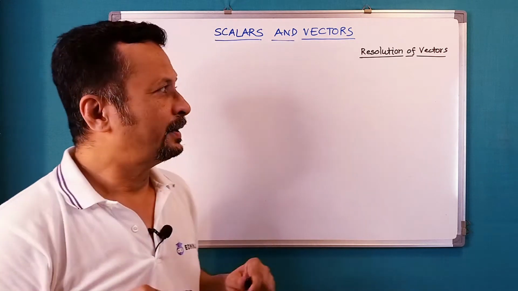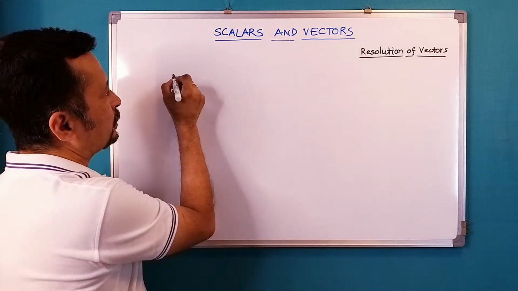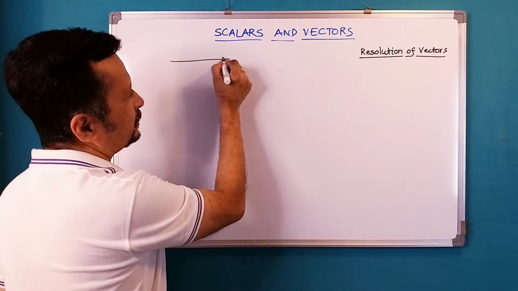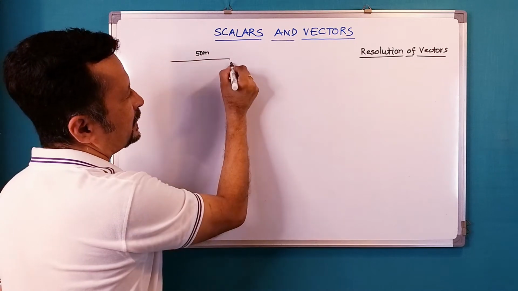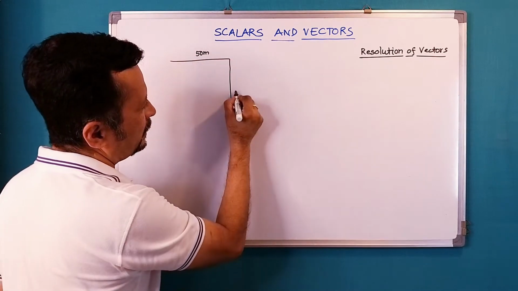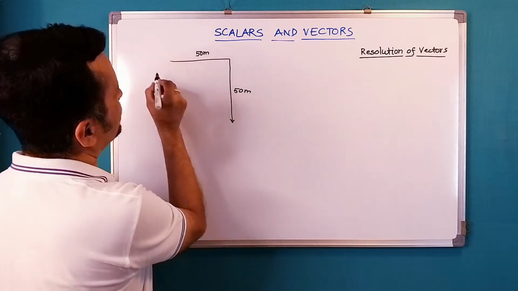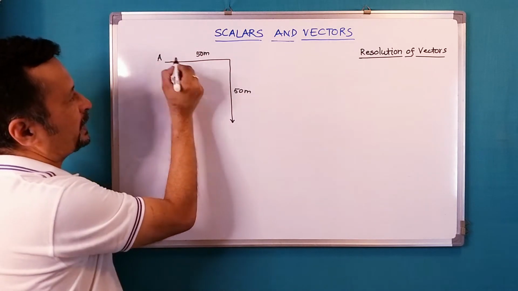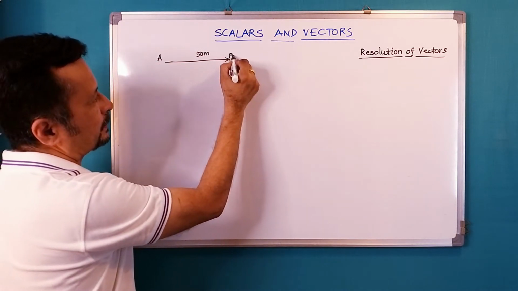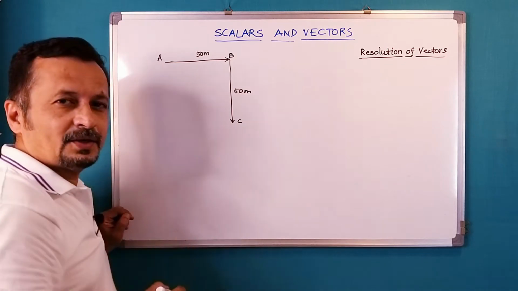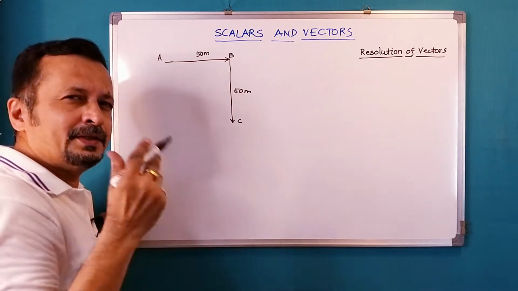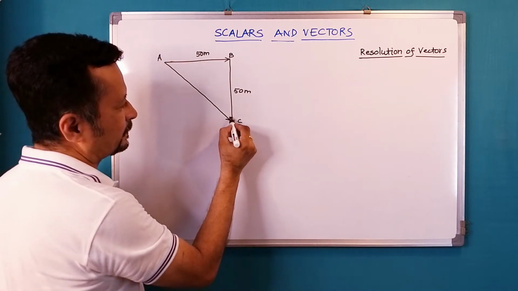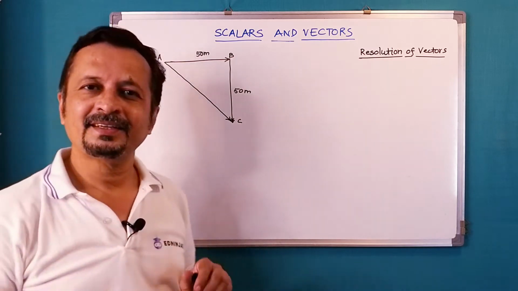In the previous video I had given one example: I started walking towards east through 50 meter, then I walked towards south maybe 50 meter more. This looks a little small, so I'll just make it big. So I started from point A, I went to point B and then point C. So what is my net displacement? Is it not AC? Correct, AC is my net displacement.